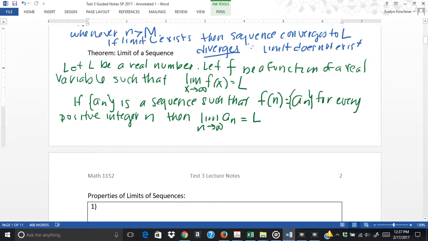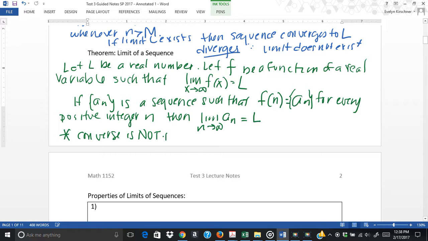So this is important. This is very strong if we can talk about a function. Now the function of n is a sub n, which means just the list of those terms. But it's very important to note that the converse is not true. So if the sequence has a limit, it does not necessarily mean the function has a limit.